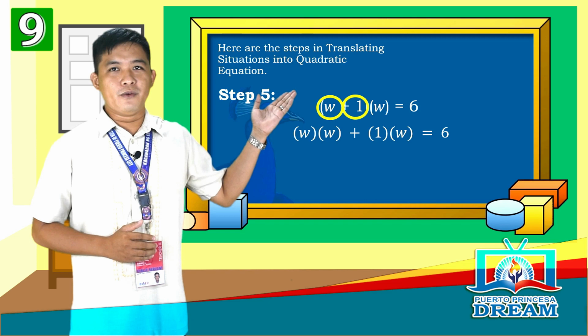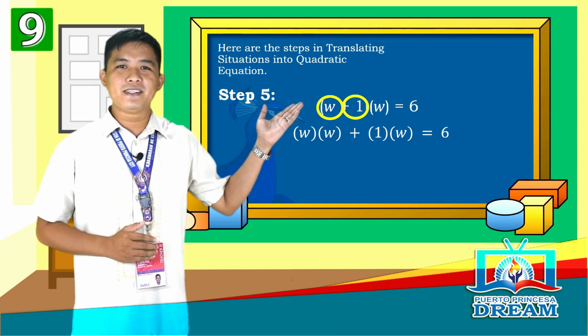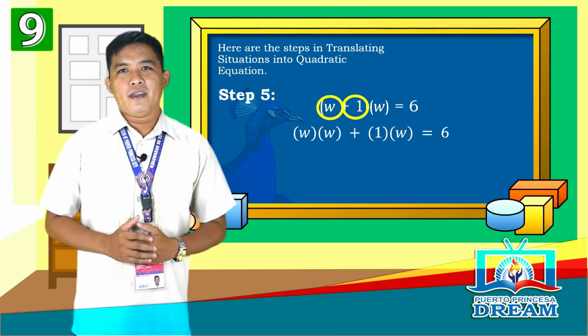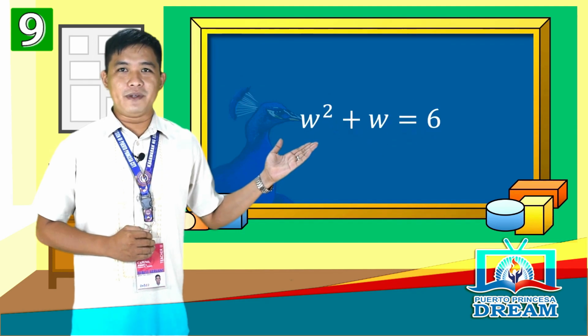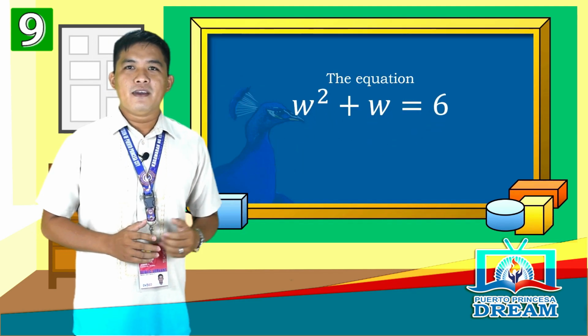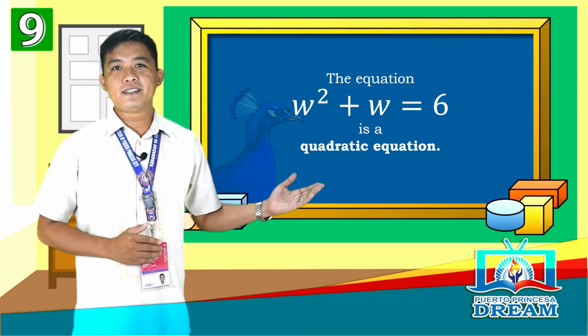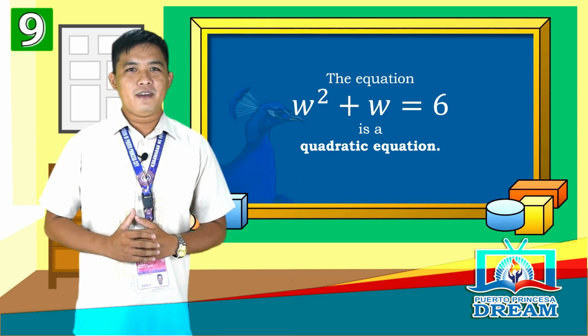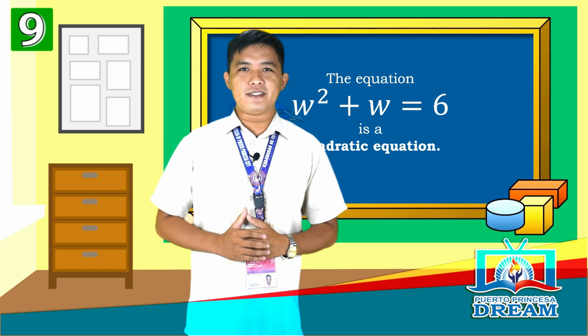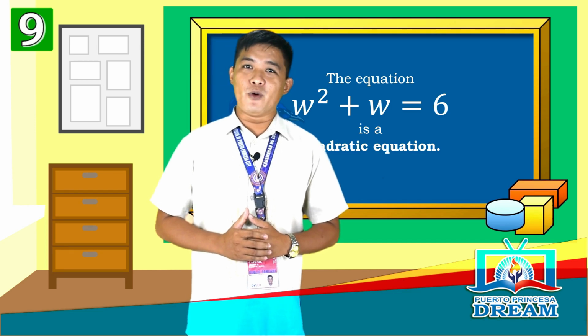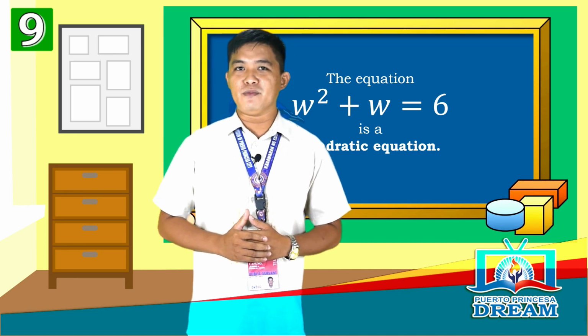W times W plus 1 times W is equal to 6. And W squared plus W is equal to 6. The equation W squared plus W equals 6 is a quadratic equation. In translating situations into equations, it is important that you represent the given with the variable.